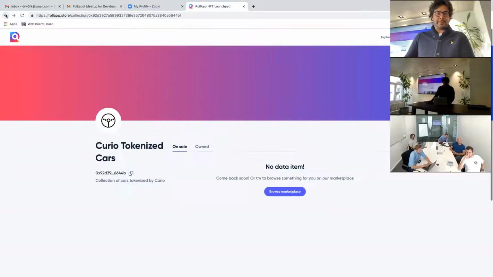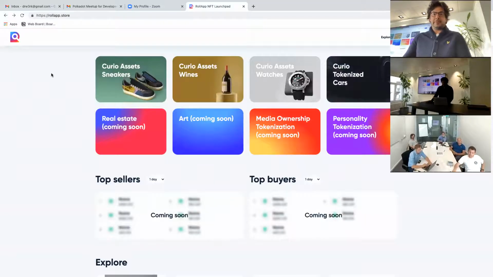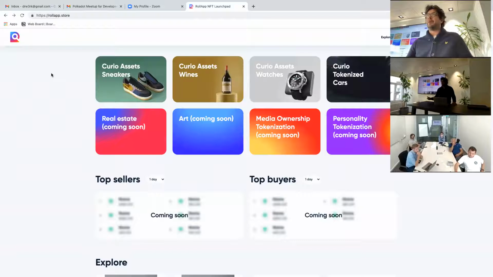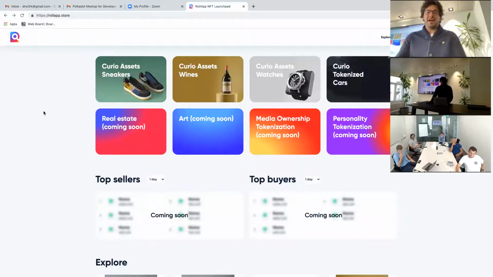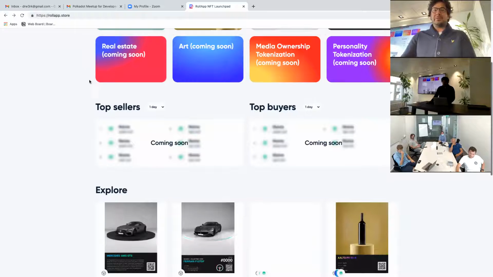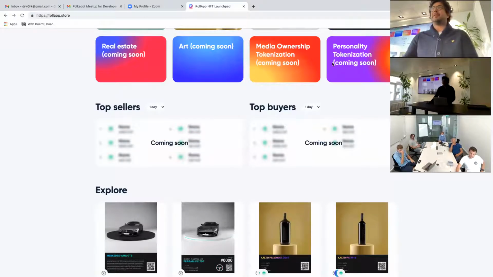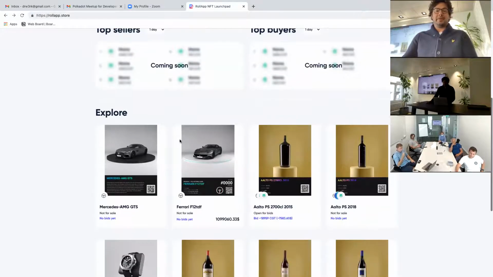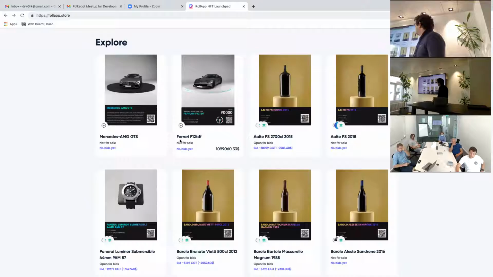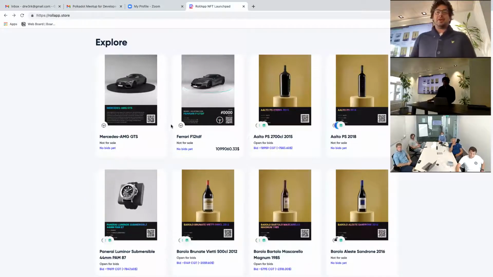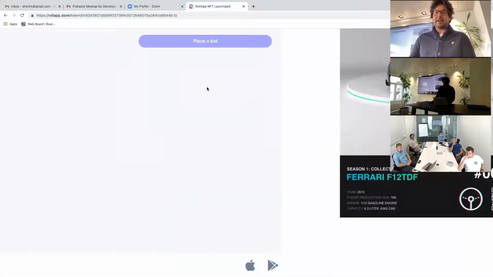So basically, what you see here are collectibles: wine, fine watches, fine cars, fine sneakers. And there's actually more real world assets coming up in the near future. So basically, one of the first assets we tokenized was a Ferrari. I was telling you now, for those who are watching this video online, this is the Ferrari, this is the NFT, how it looks like.